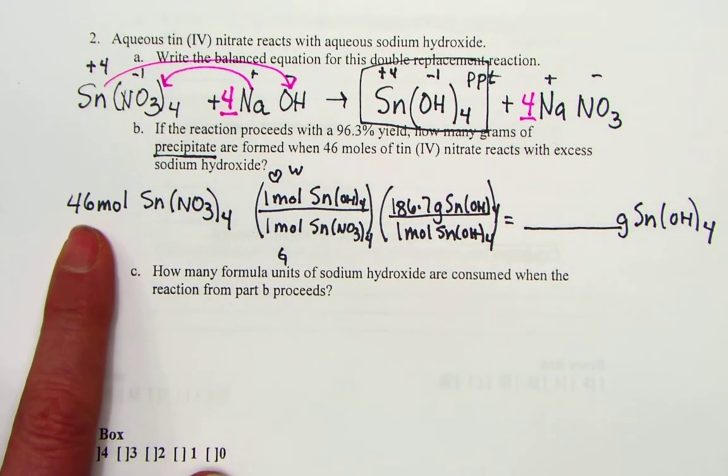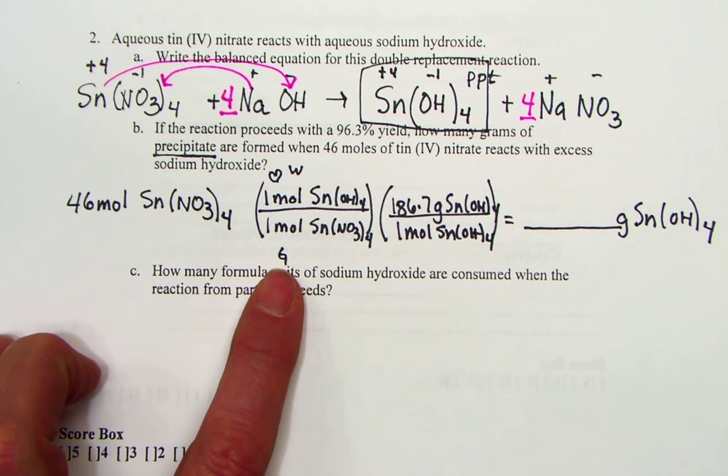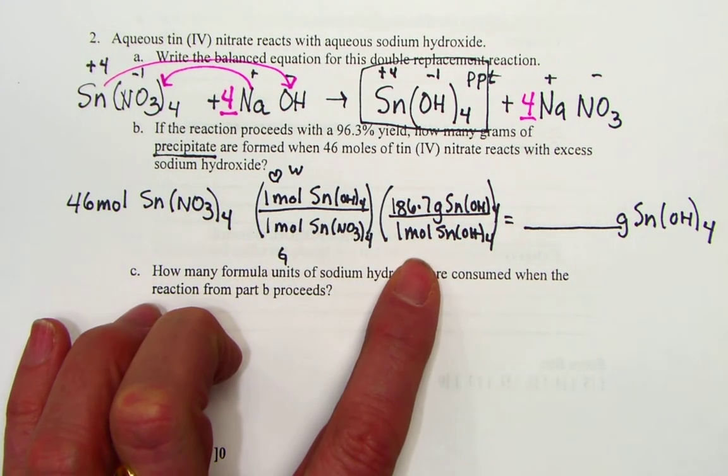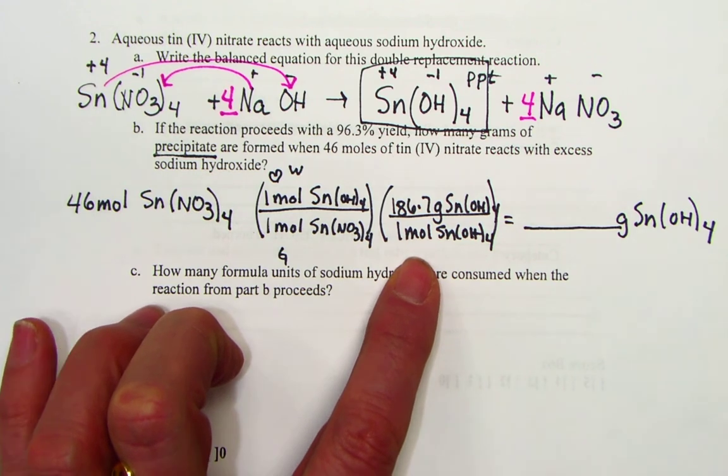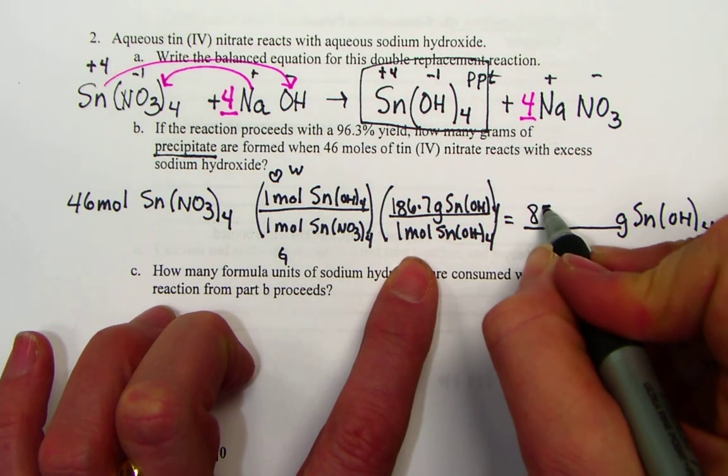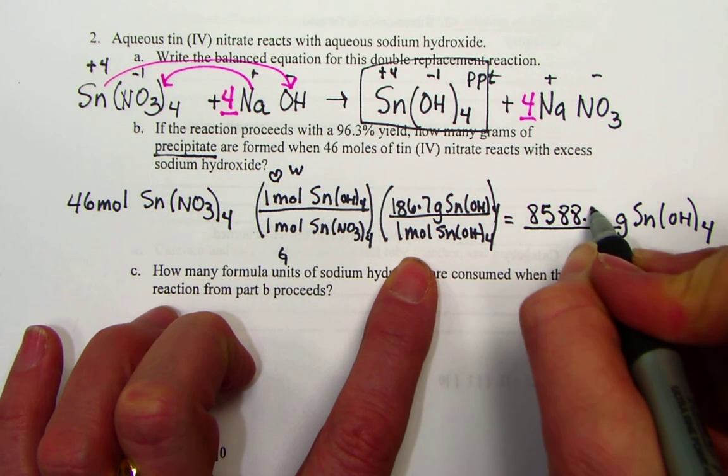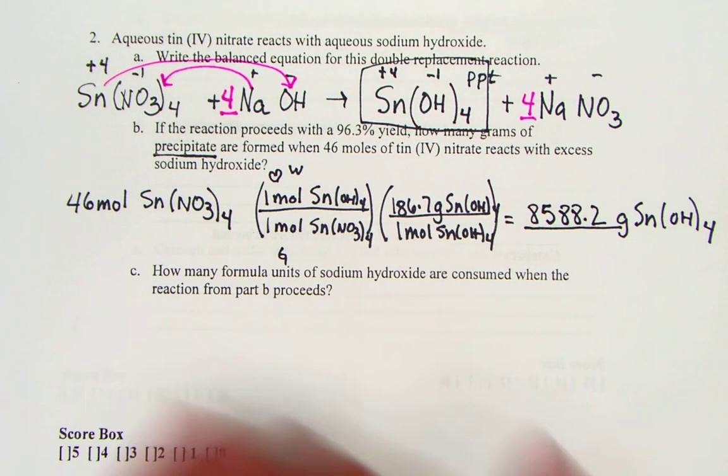I will hit 46 times 1/1 times 186.7 gives me an answer of 8,588.2 grams of tin 4 hydroxide.